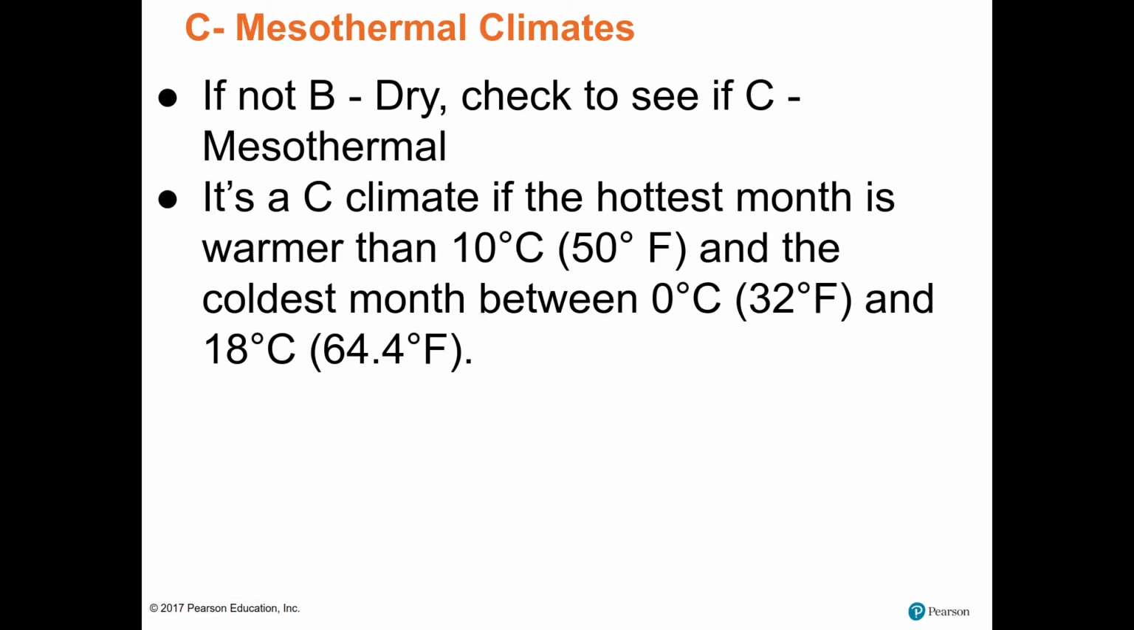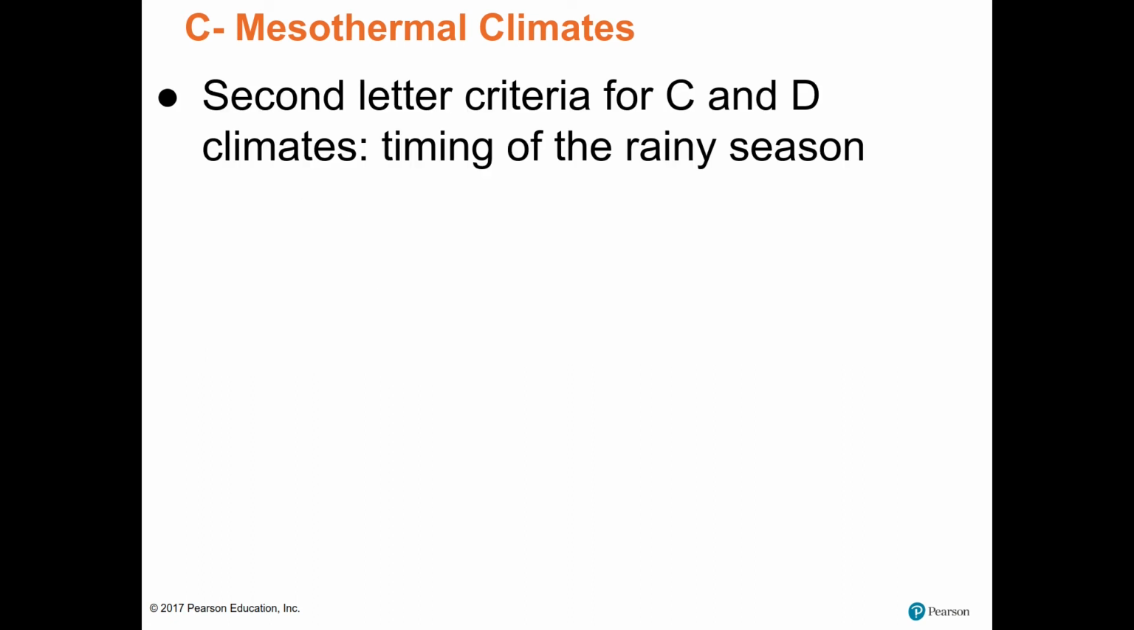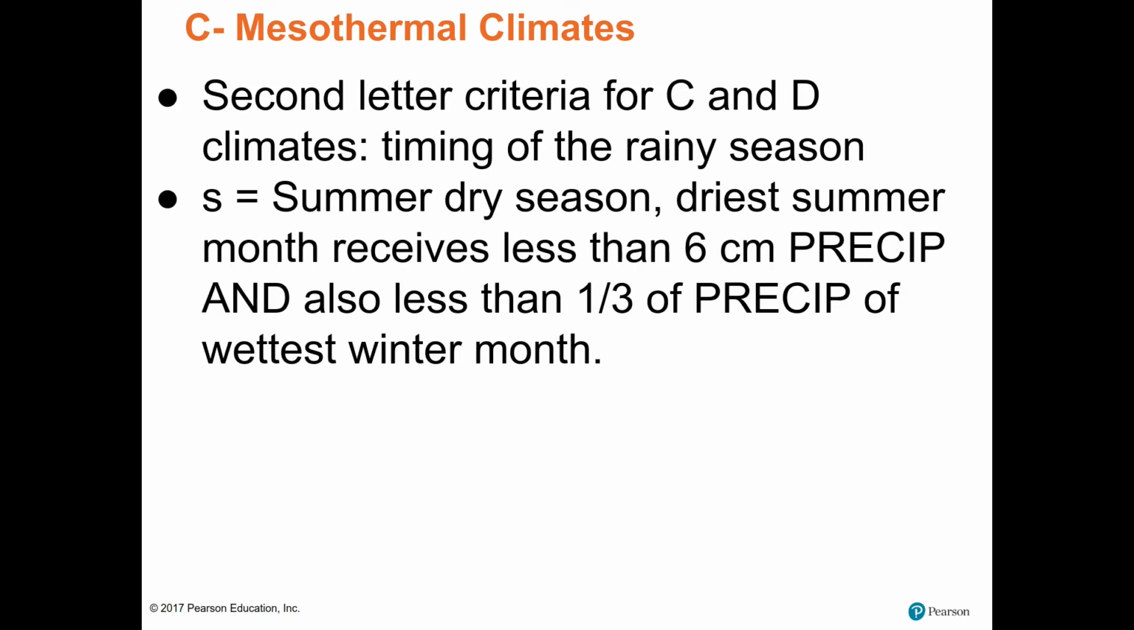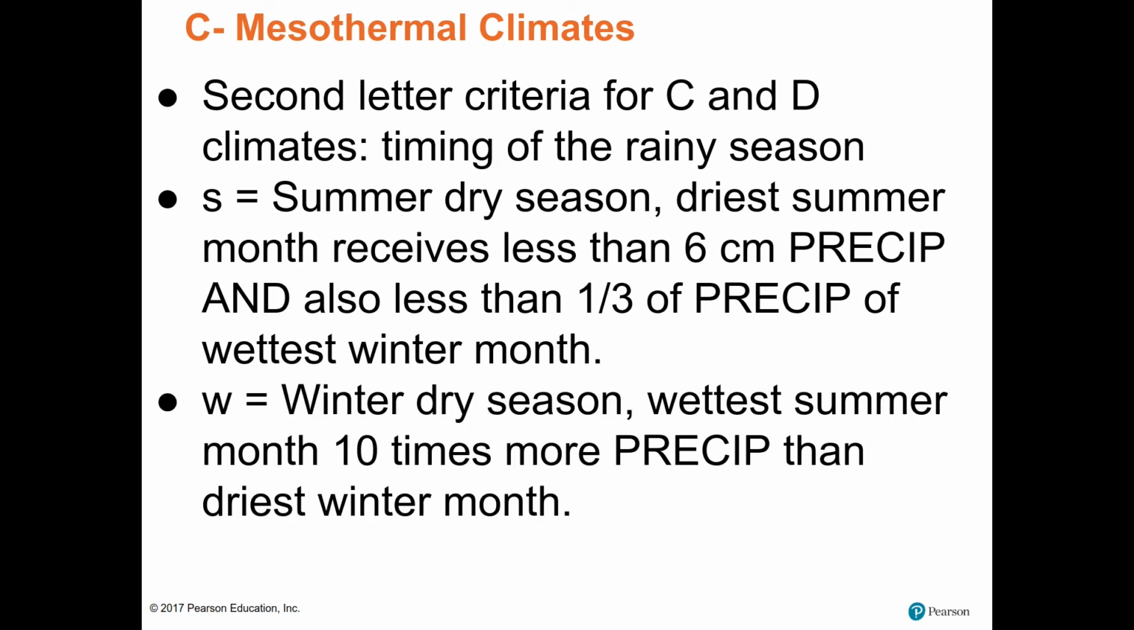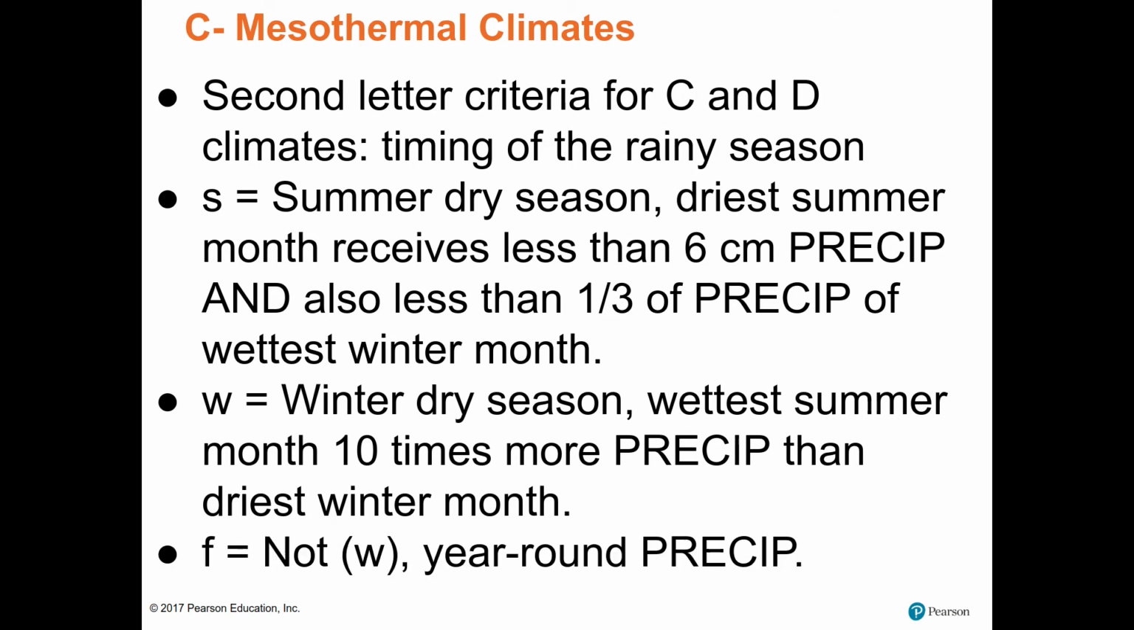C. So if it's not a dry climate and it's not a tropical climate, then we're checking to see if it's a mesothermal climate. Hottest month warmer than 10 Celsius, and the coldest month is over 10 but below 18. Second letter is the timing of the rainy season. We just went over all of this. S, summer: the driest summer month gets less than 6 centimeters precip, less than a third of the precip of the wettest winter month. W: the wettest winter month gets 10 times more rain than the driest winter month.